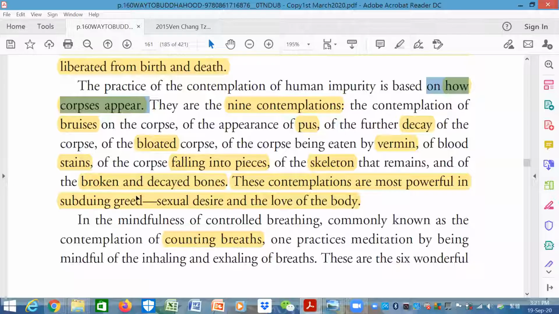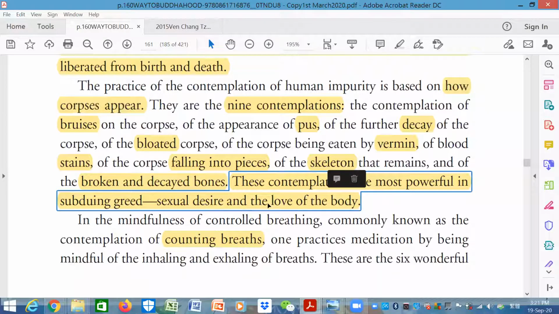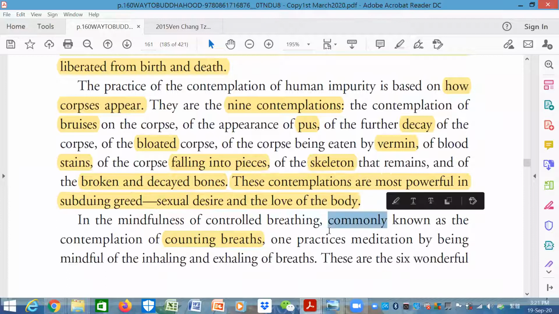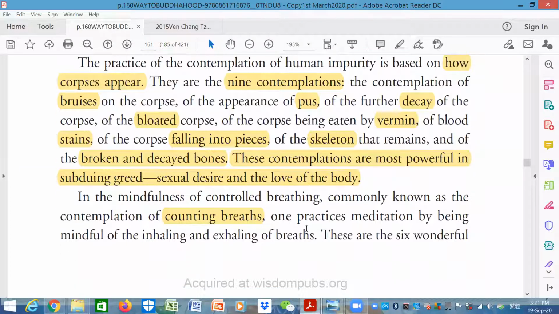Yeah, this is what we call foulness contemplation. Okay, the sexual desire and the love of the body lah. Okay. Then second is about the counting breath. See, counting breath.